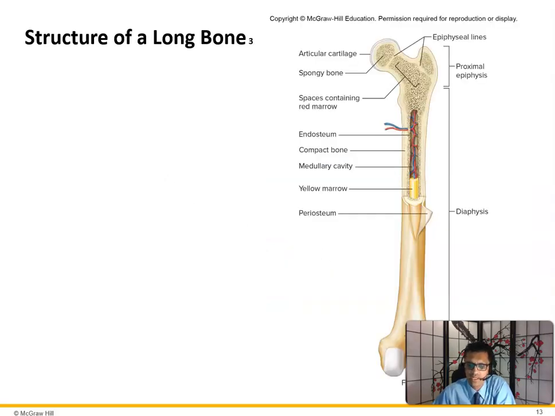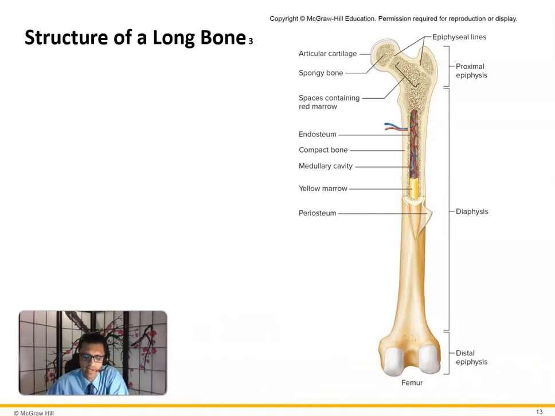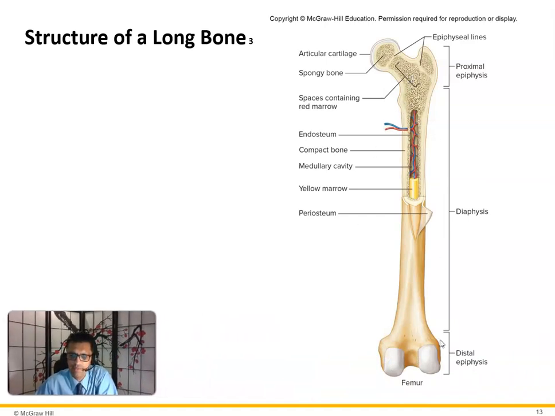Okay, so here is a diagram of the long bones. Again, the ends are called the epiphyses. The shaft, which is the middle, is called the diaphysis. And then here's the distal epiphysis. There's the yellow marrow inside that people like to eat, in the medullary cavity. You have compact bone. Remember, that's rigid and tough. And then you have spongy bone at the end that makes it more flexible.